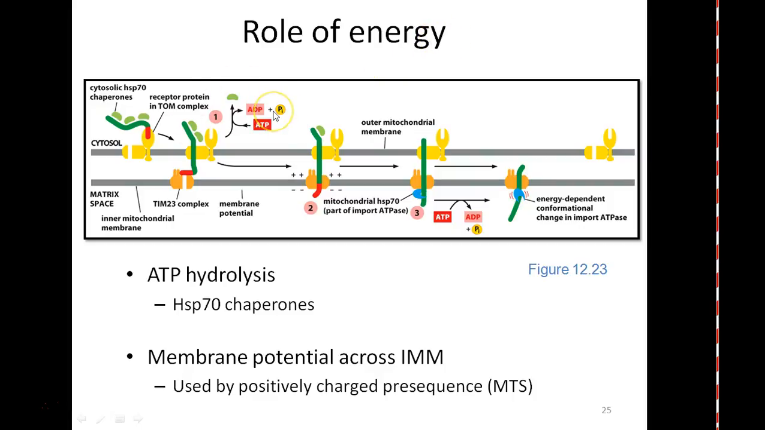So we've talked about cytoplasmic chaperones, we've talked about the matrix chaperones. Another important point here is the membrane potential. So the matrix is negatively charged and the intermembrane space is positively charged. And you may remember when I was talking about those signaling sequences, the alpha helix is positively charged. It has a face that is positively charged. So it will be attracted by the negatively charged matrix. So those electrostatic interactions also play an important role.